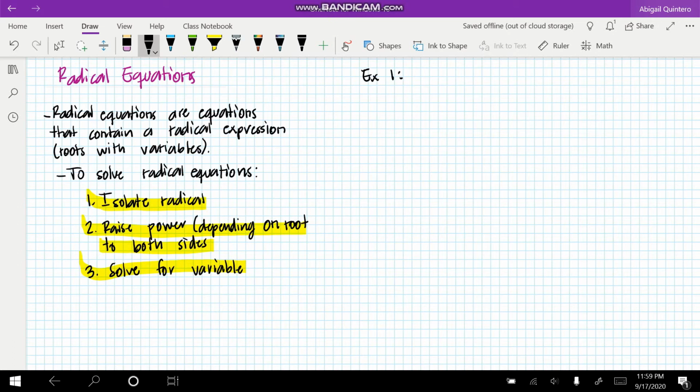Okay, so now I'm going to go over a different type of equations. These are known as radical equations, and these are equations that contain a radical expression, or basically roots with variables, such as the square root. It can be a cubic root, but it's basically roots with variables in them. Now, to solve radical equations, we have 3 steps that we need to follow.